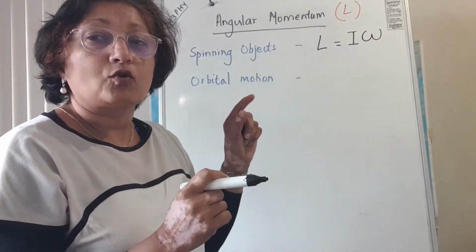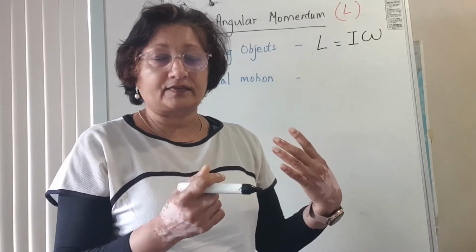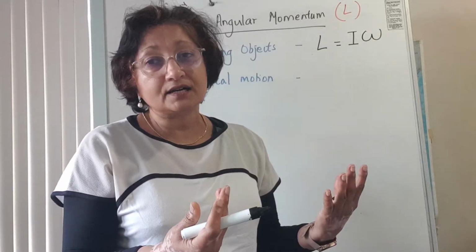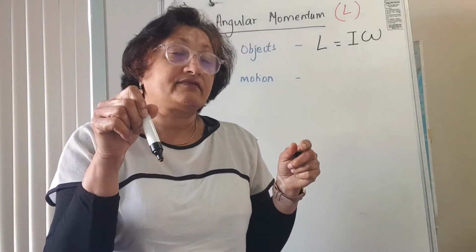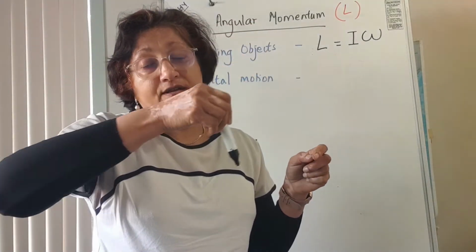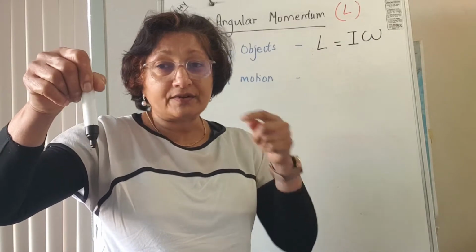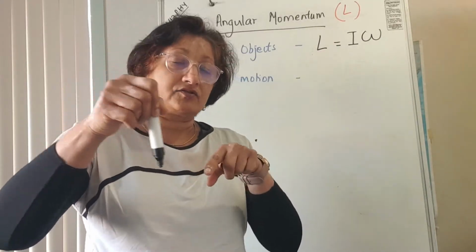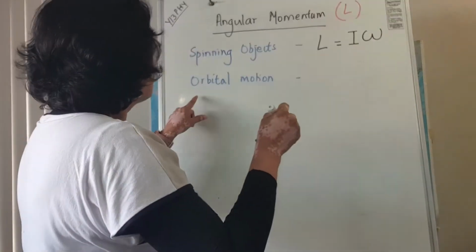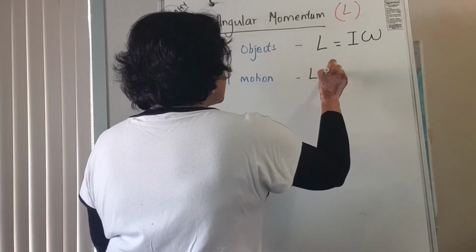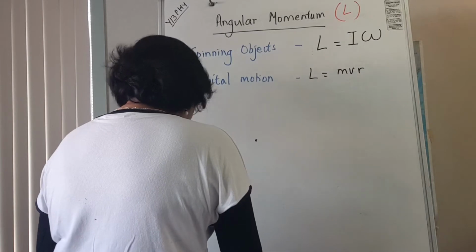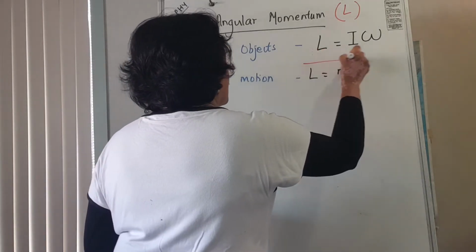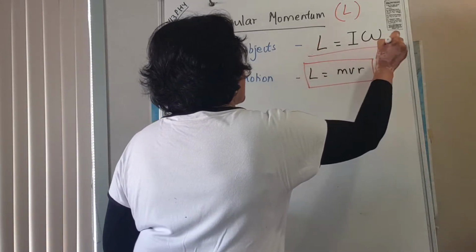You could also have orbital motion, like the Earth going around the Sun or the Moon going around the Earth, or you think of a point on, say, a Ferris wheel or a merry-go-round, a point on the rim that is orbiting around. So that's orbital motion. For orbital motion, it's mvr. So you've got two slightly different formulae for angular momentum, so it could be either.